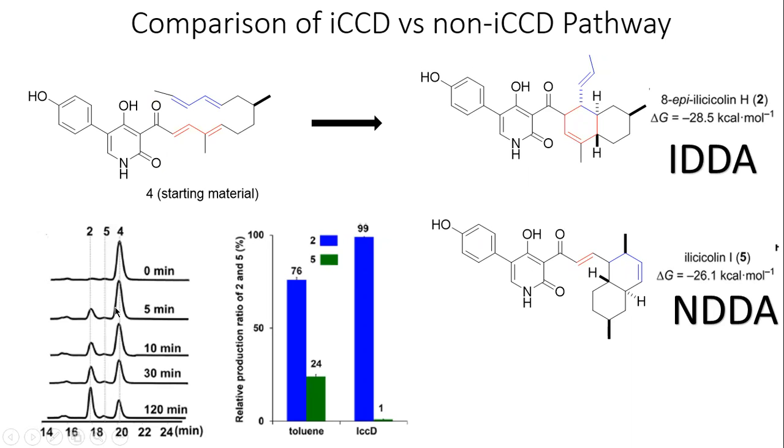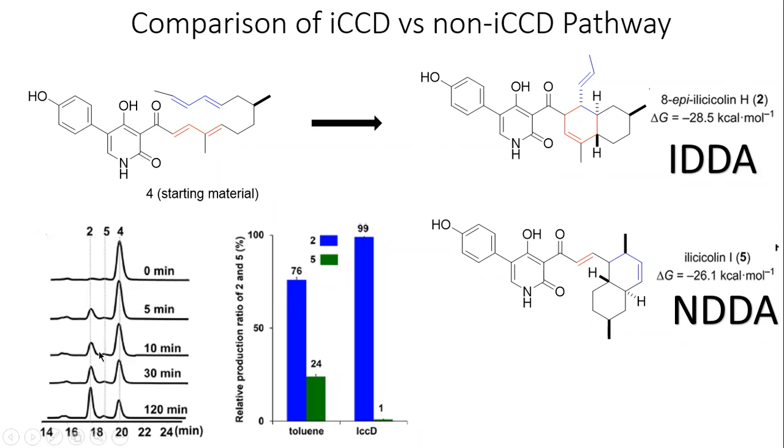So you can see over time, 4 is the starting material, and they monitor this by HPLC. So 4 is the starting material here. And then over time, at 5 minutes, you start to see some of 2 grow in. 2 is this, the inverse demand product. And then 5 is the normal demand product, right? So you can see here, 2 is starting to grow in.